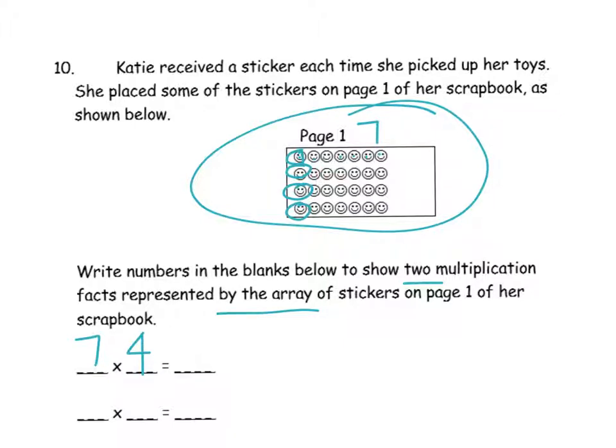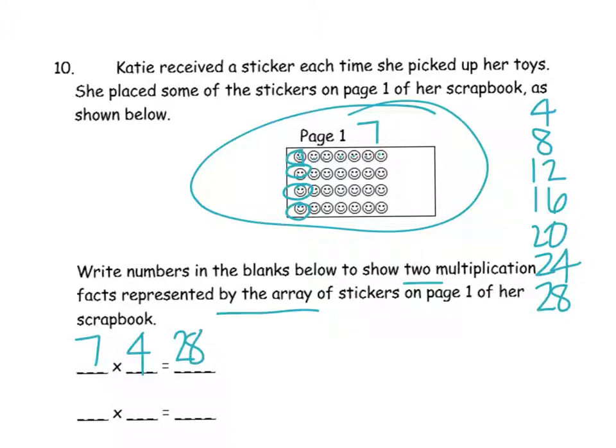Count the smiley faces, or you could write your 4s or write your 7s down. I'm going to write my 4s down. So I have 4, 8, 12, 16, 20, 24, and 28. That's 7 times. So 7 times 4 is 28. Now another way to write it would be just to change the order of the 2 factors. So 4 times 7 equals 28.